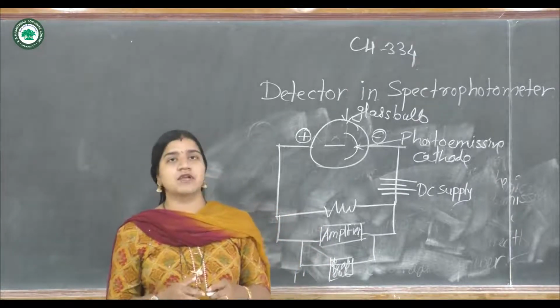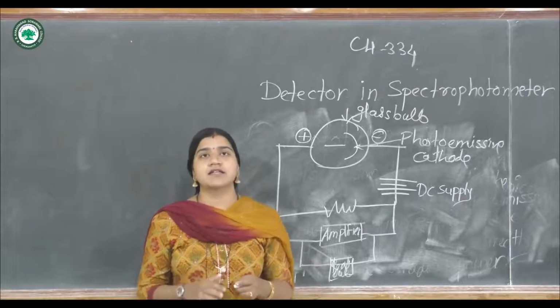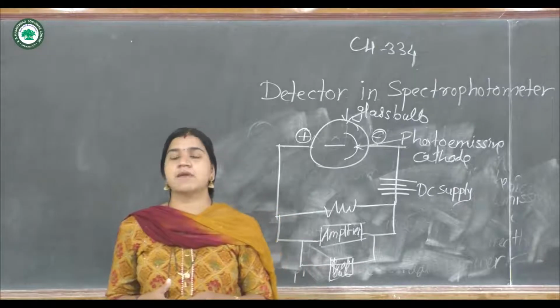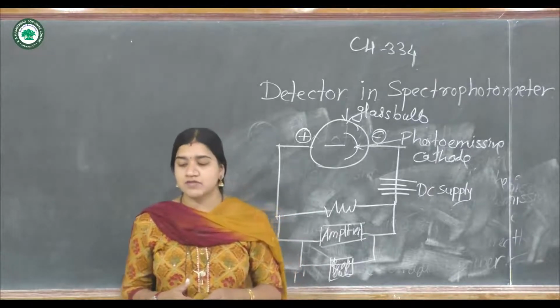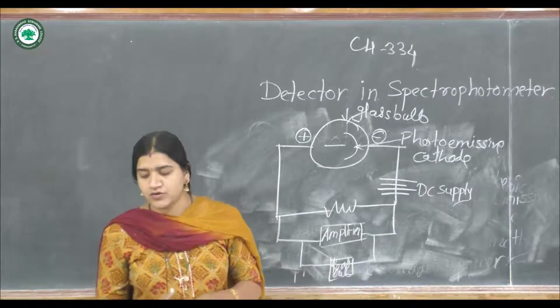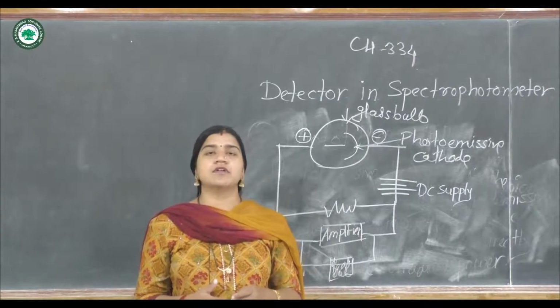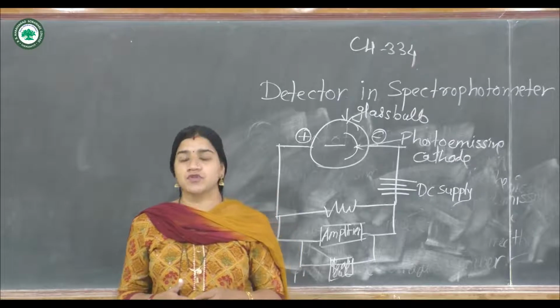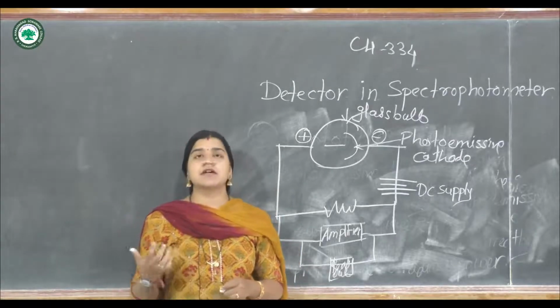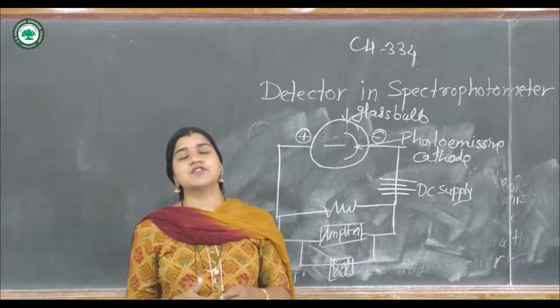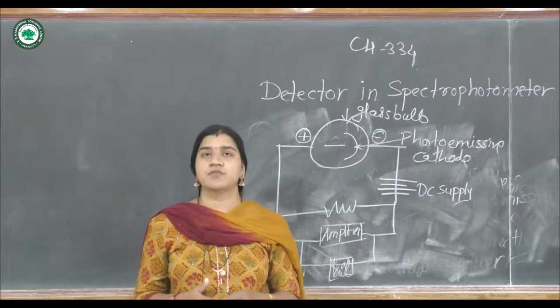So the photoemissive cathode and a metal ring acting as an anode, both connected to the DC supply, form a photoemissive cell or a phototube. And here the sensitivities of the phototube vary as per the wavelength of the incident light and the material which is used as a photosensitive material.